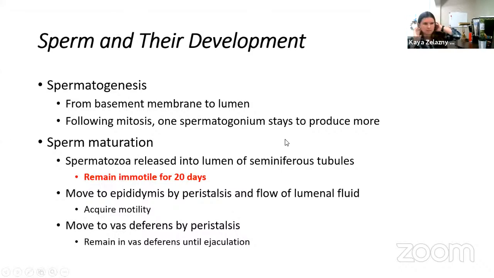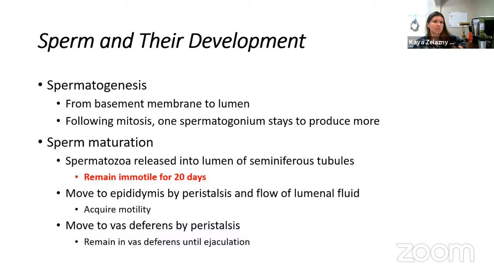Okay. So this is just happening between the Sertoli cells. So it's happening from the basement membrane, which was out at the edge of the Sertoli cells, to the lumen, which is the center of that tubule. As this happens, one of the spermatogonia, which were those cells that we start with, is going to stick back so that we can produce more spermatogonia, so that we can produce more sperm in the future. The spermatozoa, which are a final product, get released into the lumen of the seminiferous tubules, and they actually stay there immotile, so not moving, for 20 days.